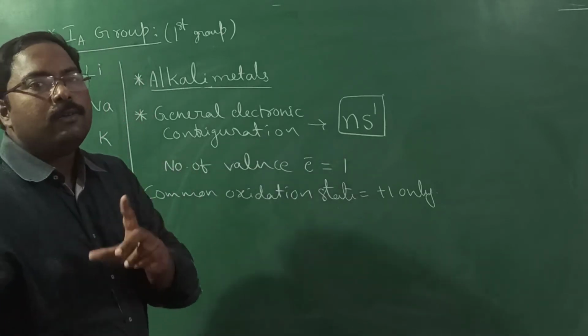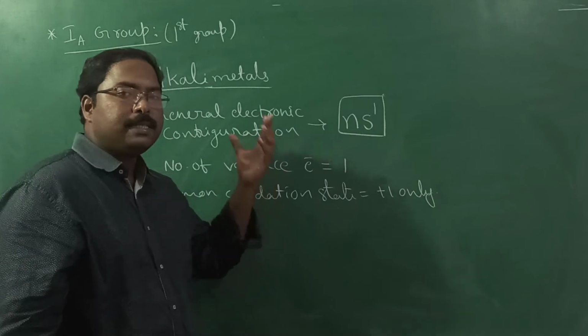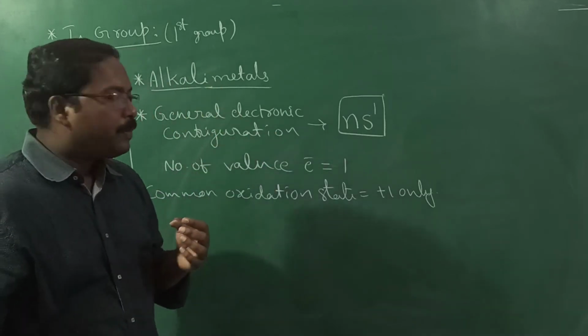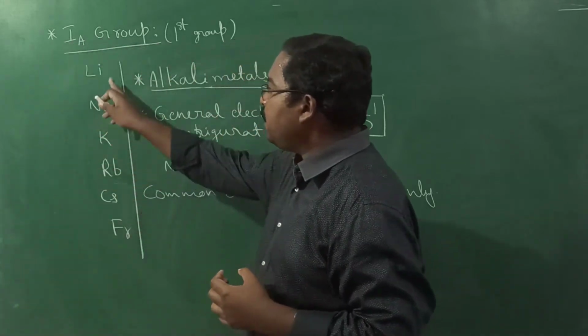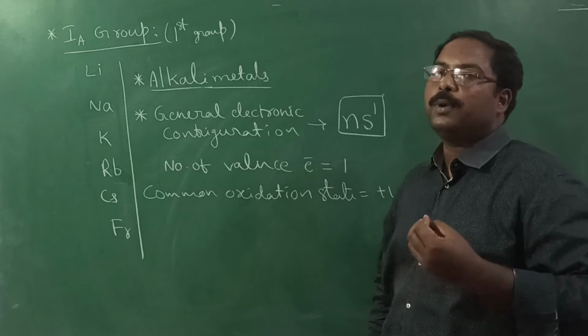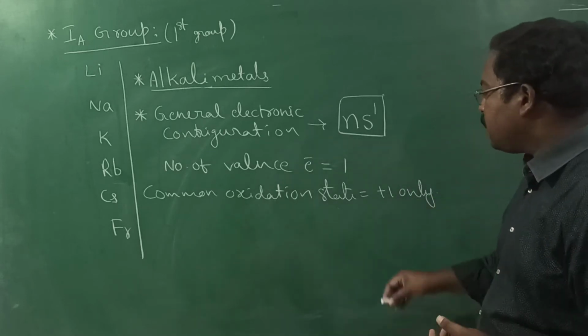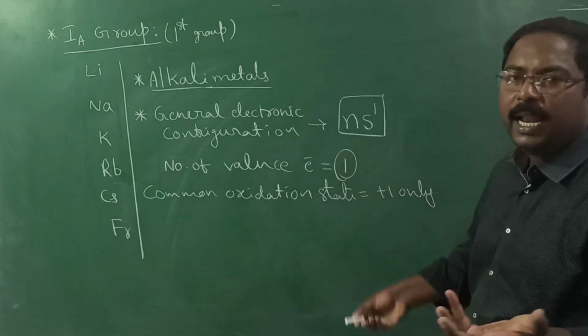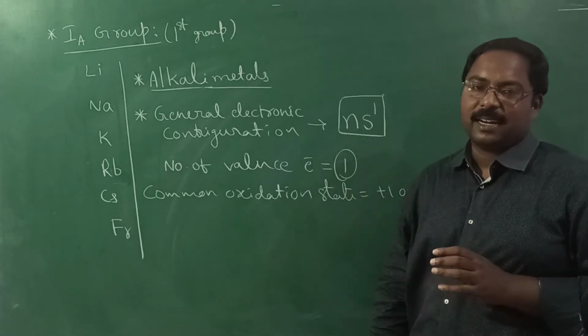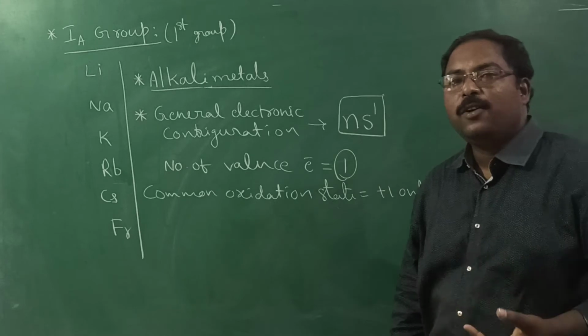Sir, why do they lose only one electron? Their atomic numbers are 11, 19, different atomic numbers are there. But why will all these elements exhibit only the +1 oxidation state? Why do they lose only one electron? The simple reason: they have only one electron in the valency shell, so that is why they will lose only one electron.